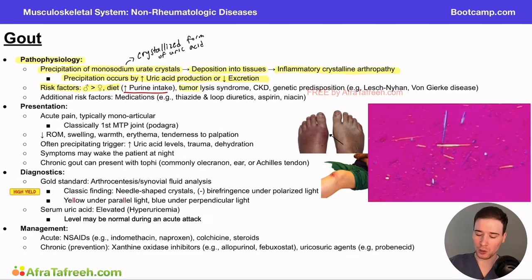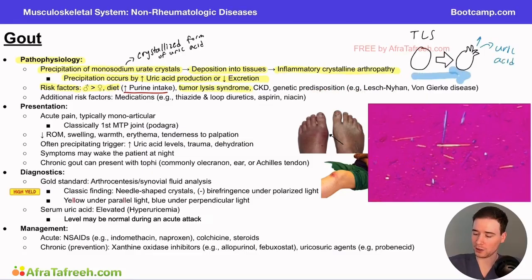Similarly, somebody who has tumor lysis syndrome, remember what happens there is that cells can actually burst open and the contents can actually leak out. One of those contents can include uric acid. And so that's going to lead to a significantly increased uric acid in the blood that might not be able to be fully excreted by the kidney itself.